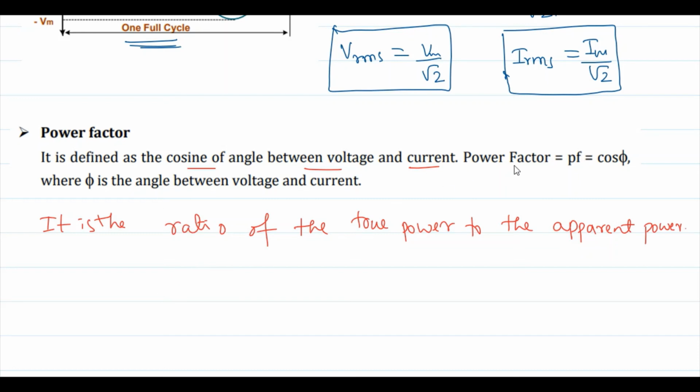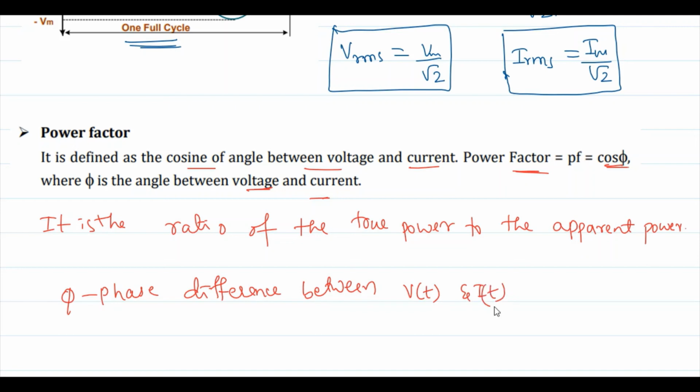So this power factor is equal to cos phi, where phi is the angle between voltage and current, or phi is also called the phase difference between voltage and current, right? So this is called as power factor.